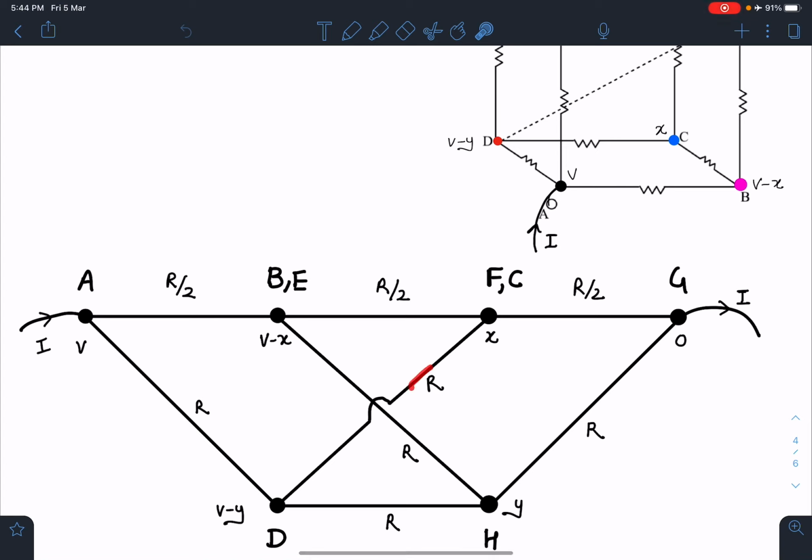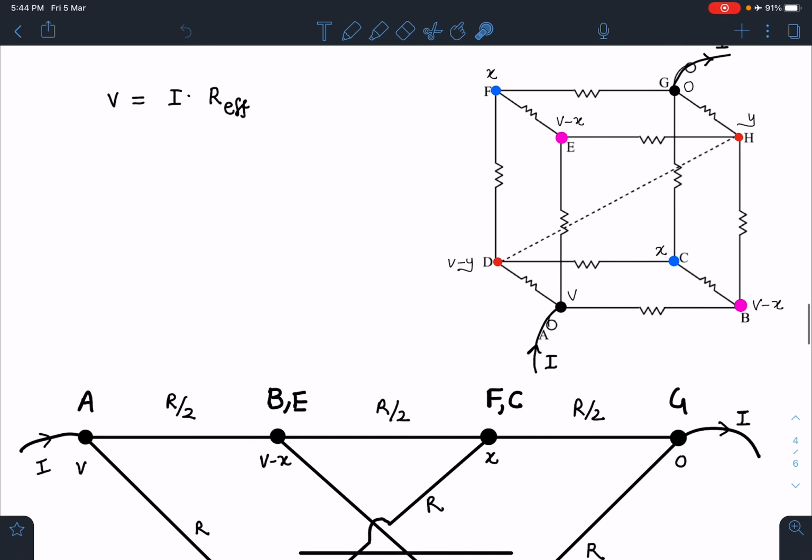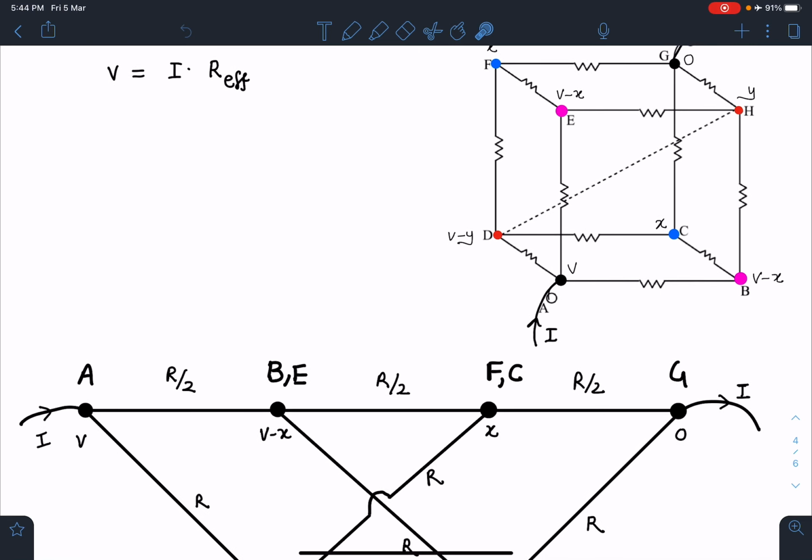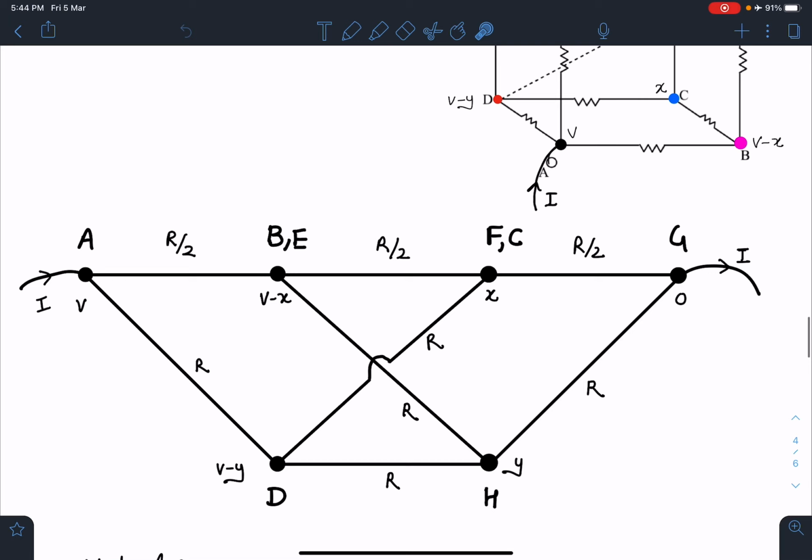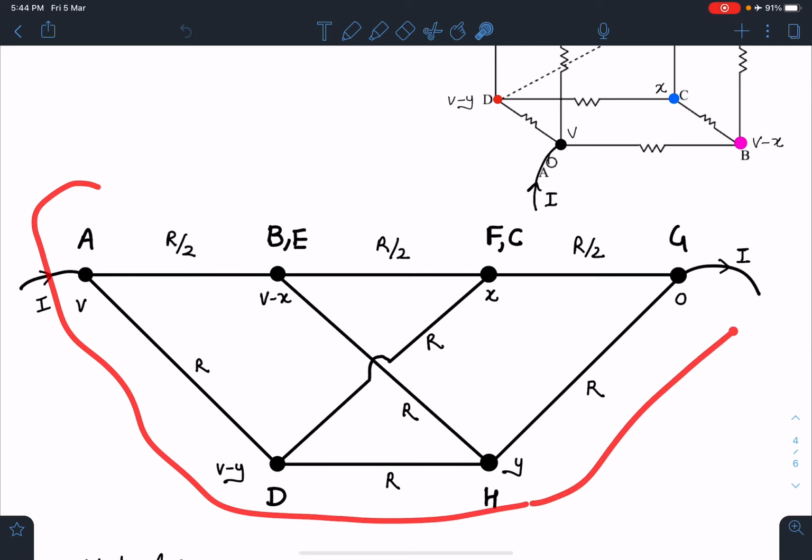So 1, 2, 3, 4, 5. All right, and similarly you can check here also. These resistances have overlapped, R by 2, R by 2. In the end, the total number should be the same. It should be 12 resistances. All right. So once you redraw the circuit, it becomes like this.